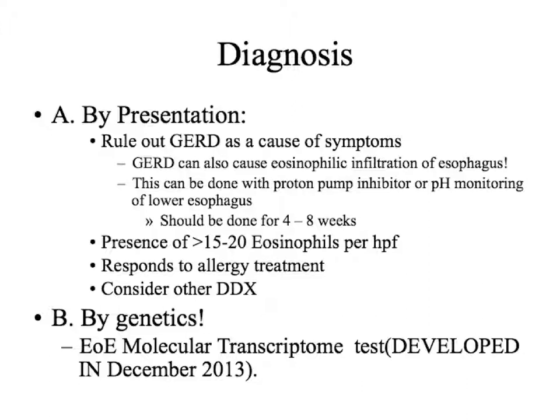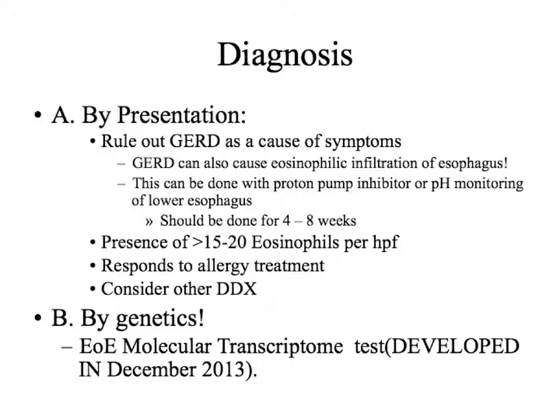Then after that, you look for, and they actually use the number 15, the presence of greater than 15 eosinophils per high power field, and then you check, does it respond to allergy treatment? If it does respond to allergy treatment, that's pretty much diagnostic, but there are also other differentials that you need to consider and rule out.